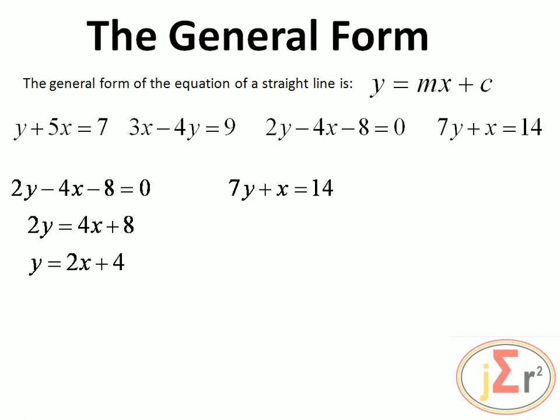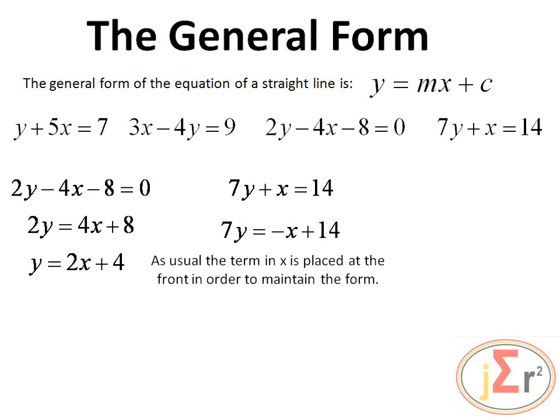Finally, 7y plus x is equal to 14. So what do we do first? Get rid of that x that we have positive on the left-hand side. We transpose it to a negative x. As usual, the term in x is placed at the front in order to maintain the form. Then we are going to divide by the 7. So we have 7y here, so we need to divide by 7, and each term has to be divided by 7, and that is our answer.